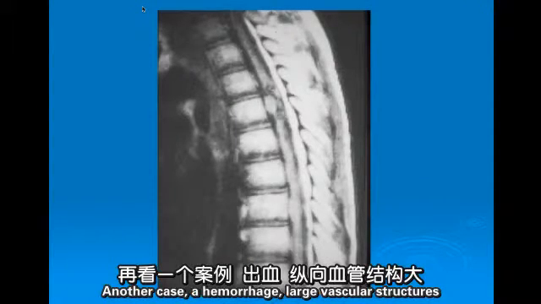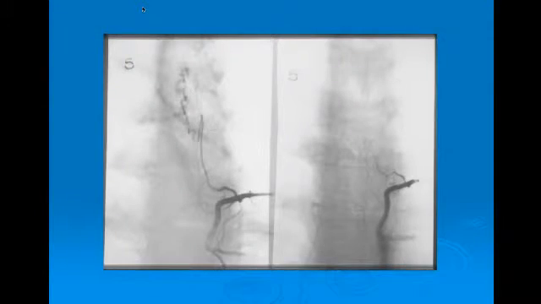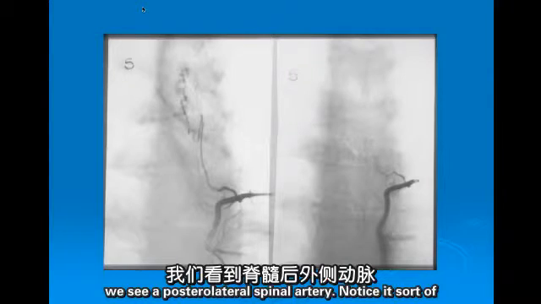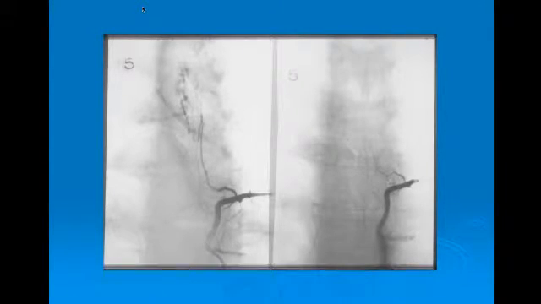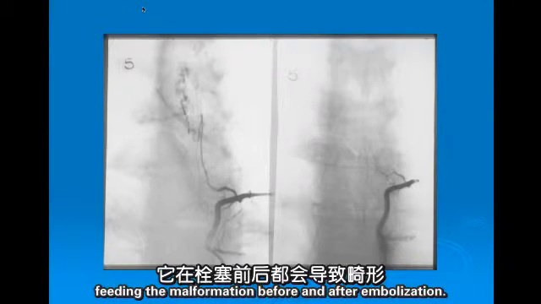Another case, a hemorrhage. Large vascular structures in the axial. And here's the angiogram. So directly AP, we see a posterolateral spinal artery. Notice that it sort of looks like a hairpin, but it's not quite. It's too abrupt, goes directly up and down, and then feeding the malformation before and after embolization.